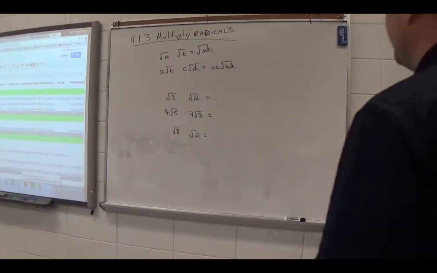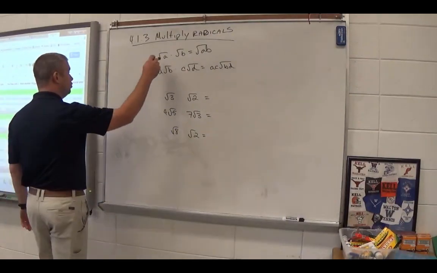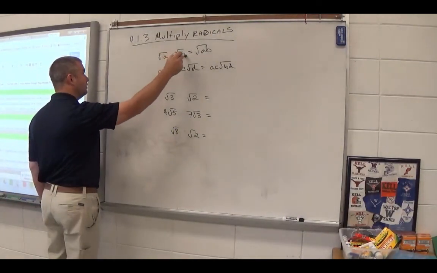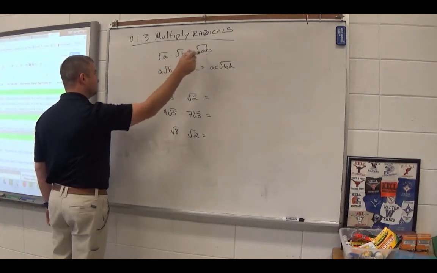Alright, so here we're talking about 4.1.3, multiplying radicals. I've got the rule. When we don't have a coefficient, the square root of a times the square root of b is the square root of ab.